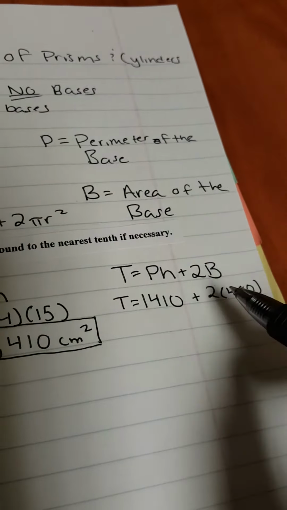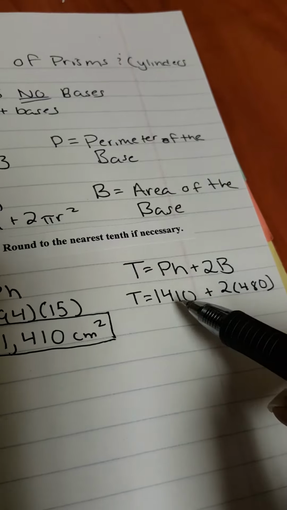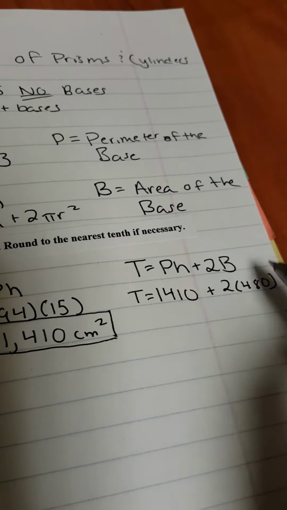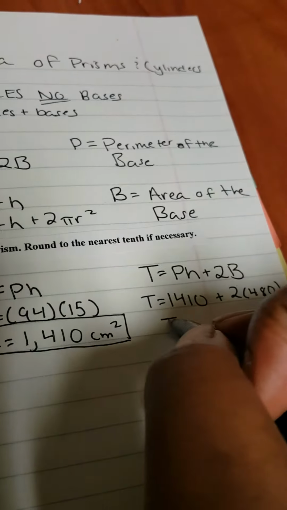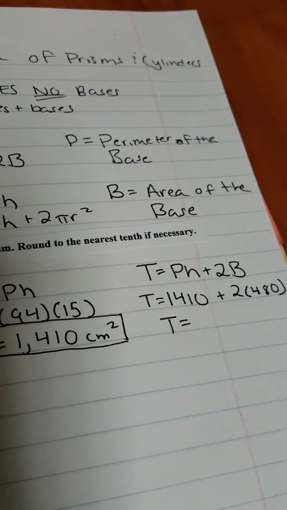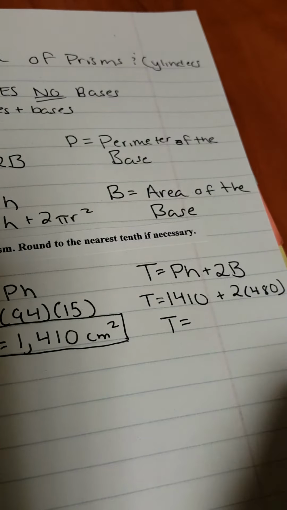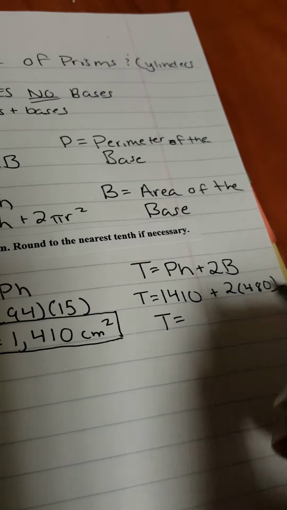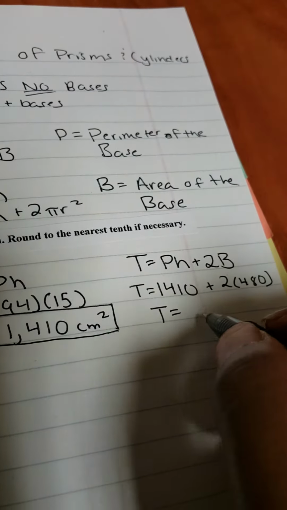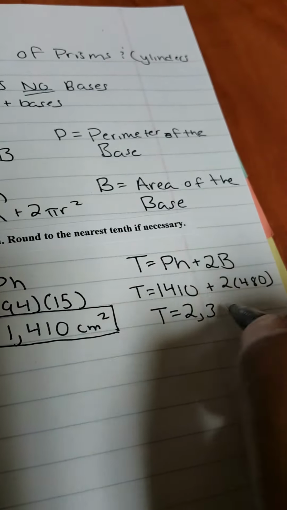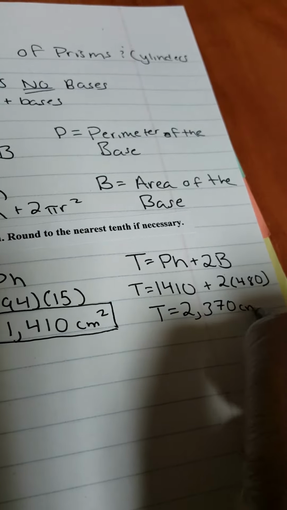Okay. So then I can put that in the calculator. 1410 plus 2 times 480. And what is that going to give me for the total? 2,370. 2,370 centimeters squared.